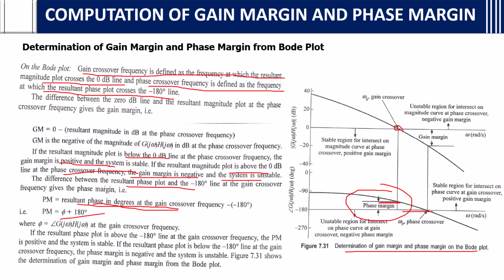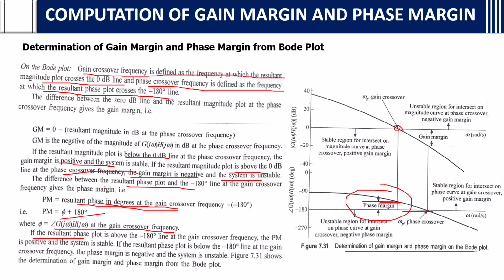Phi is the resultant phase in degrees at the gain crossover frequency. Then what is phi? The angle in degrees at the gain crossover frequency.